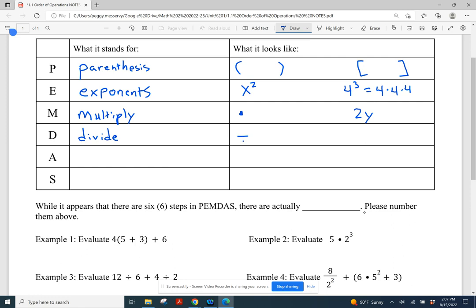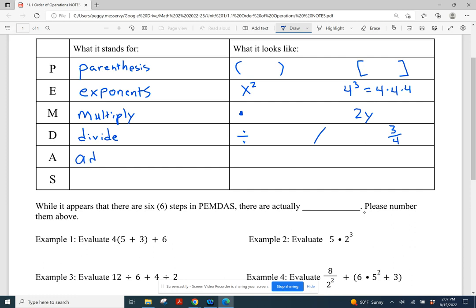D is divide or division. And we can use a division symbol like that, or we can use a division symbol like this. Or maybe we write it as a fraction, 3 divided by 4. A fraction is division. So 3 divided by 4. Think about those things as you go through this section.